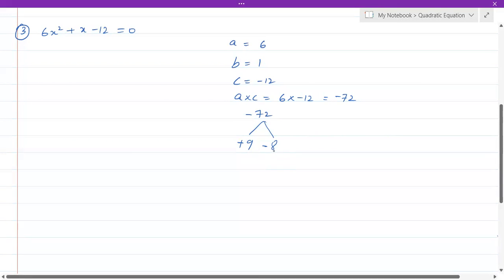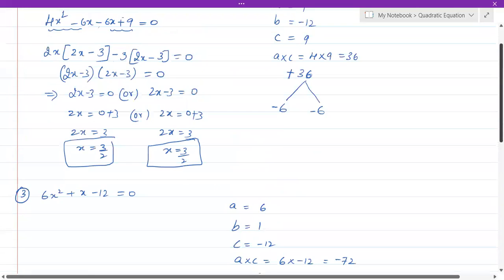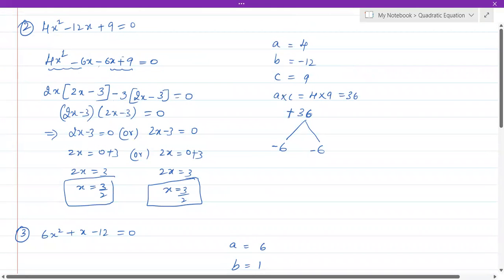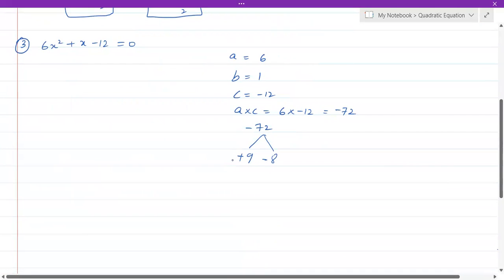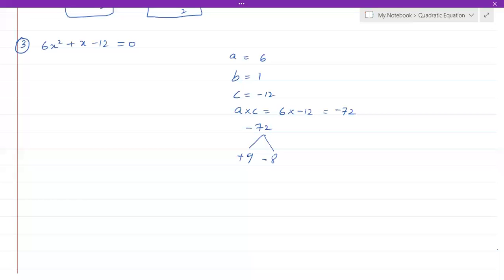And in the previous question, if you observe, let me show that also. In the previous question, here we had plus 36, and we had to add to get 12. When you are adding, you will have the same sign. That is why we took minus and minus, because we are adding. But in this question, we are subtracting, that is why both numbers will have different signs, plus and minus. Depending on the b value, we give the plus and minus. We want positive one, so we have given plus 9 and minus 8.